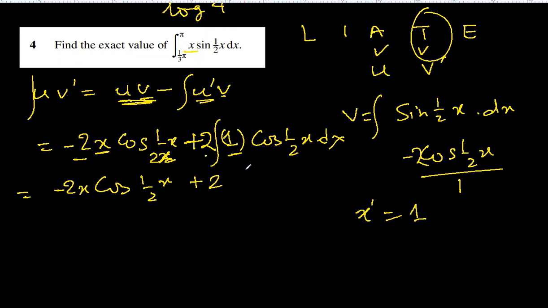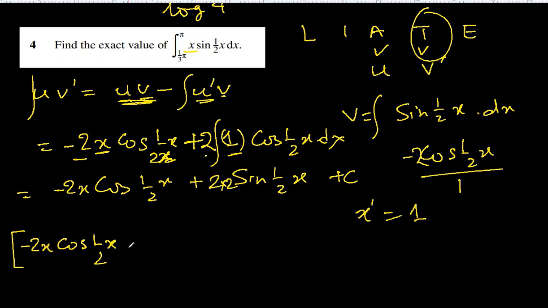And the integration of cos half x will be positive sine half x divided by half. So we'll multiply again by 2. Divided by half means multiplying by 2. So we got our answer plus c. Let's apply the limits now. So minus 2x cos half x, then plus 4 sine half x plus c, and the limits are 1 over 3 pi to 2 pi.